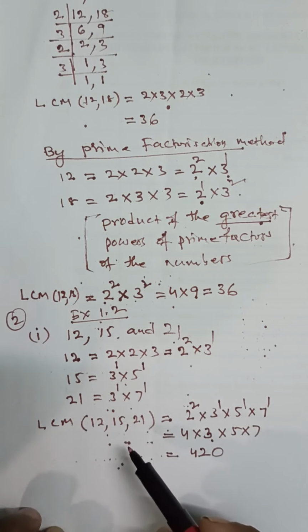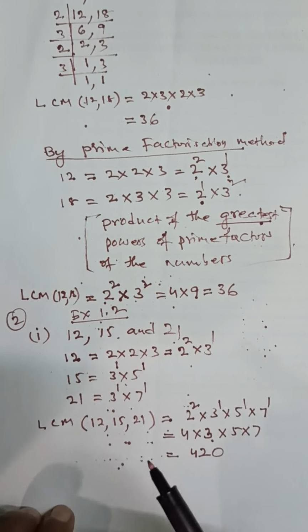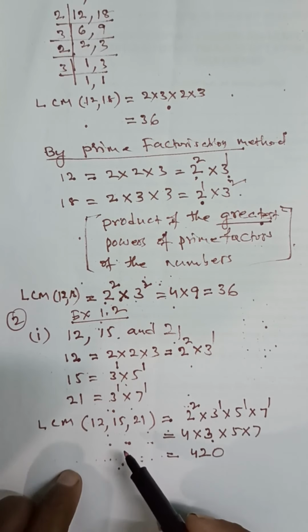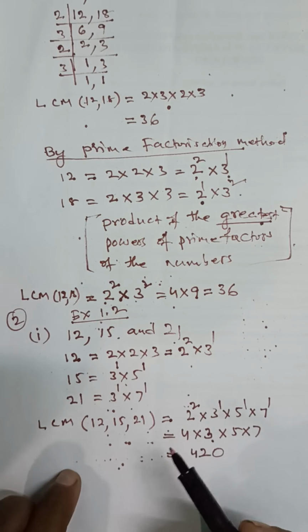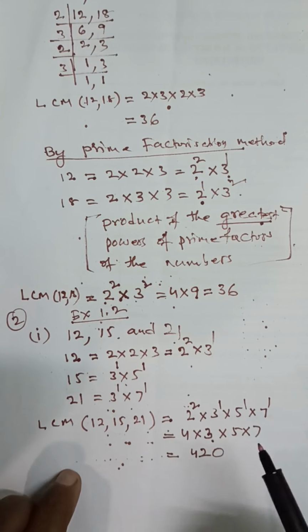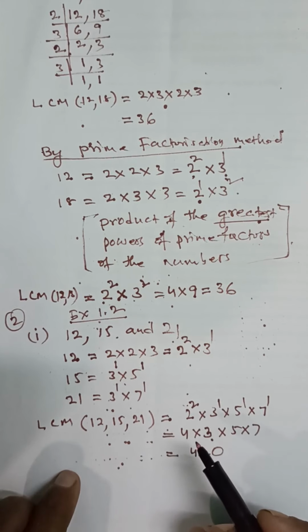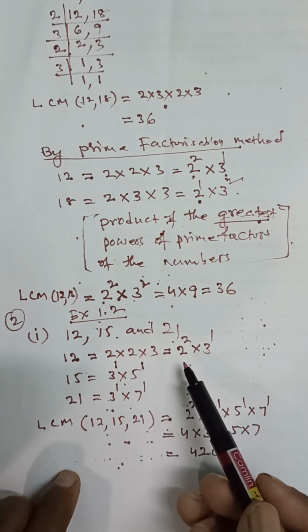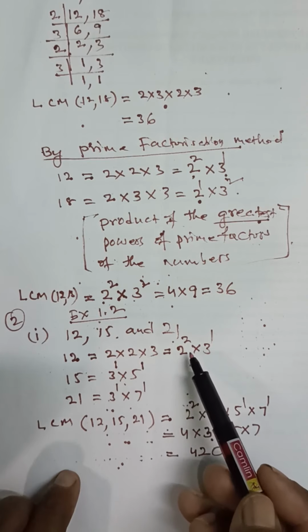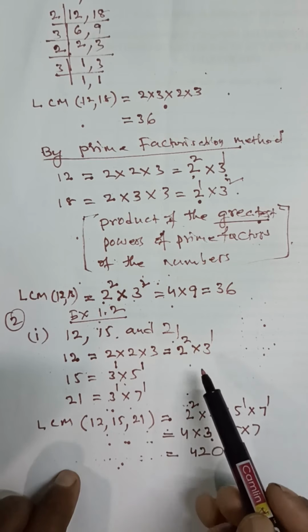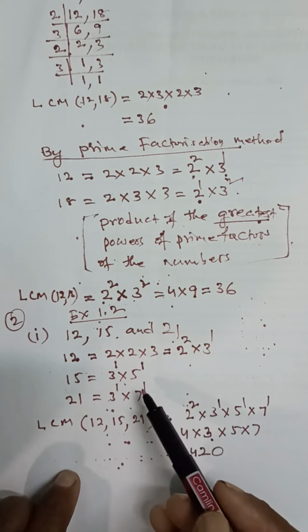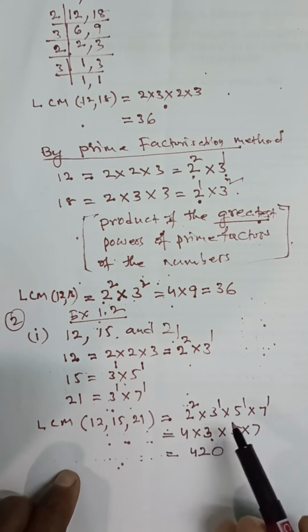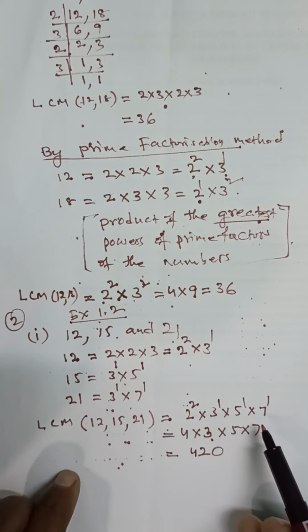So what system do we have to follow? How to find the LCM? We have to select each prime and its highest exponent. So here 2 has its highest exponent as 2 square, and we select 3 with its highest exponent 3 to the power of 1, and one more prime, 5 to the power of 1, and 7 to the power of 1.